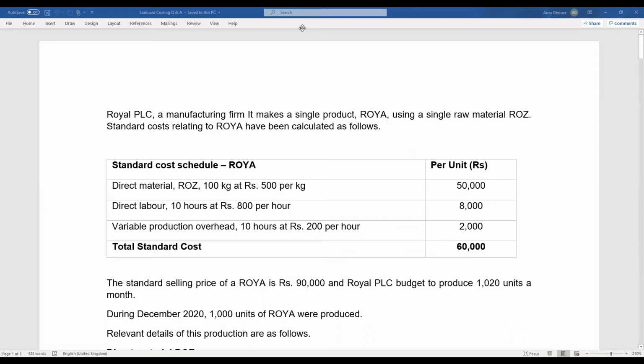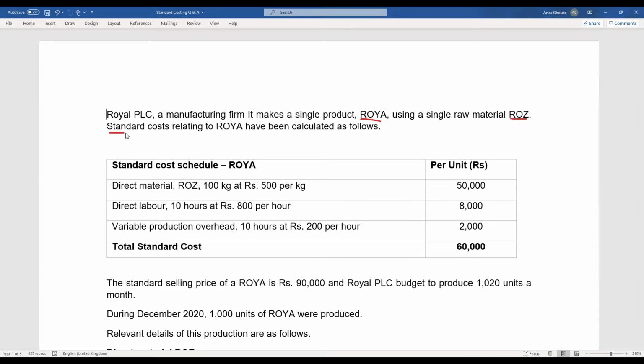In this session, I'll be discussing a question relating to standard costing and variance analysis. Let's go through the question, then we'll move on to the solution. Royal PLC, a manufacturing firm, makes a single product, Roya, using a single raw material, rose.